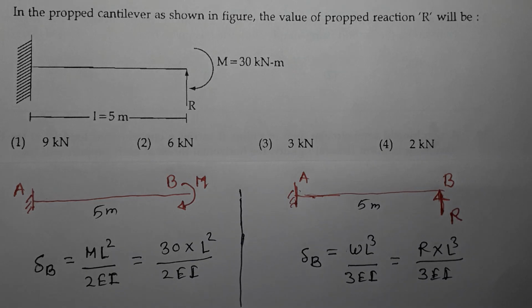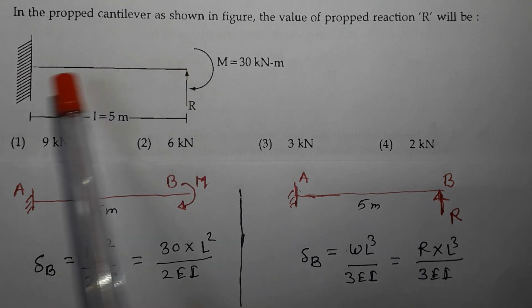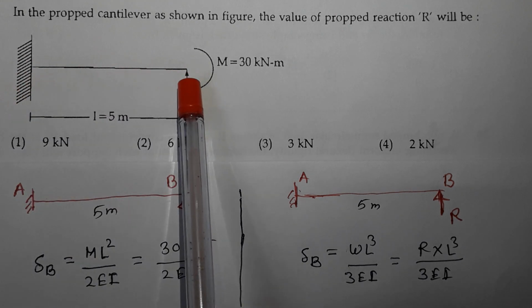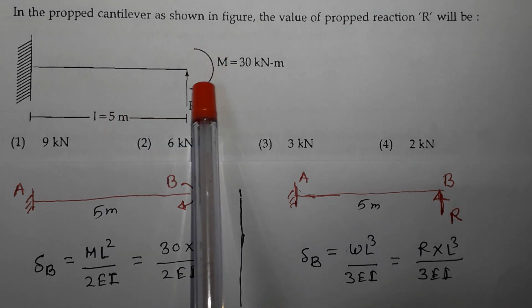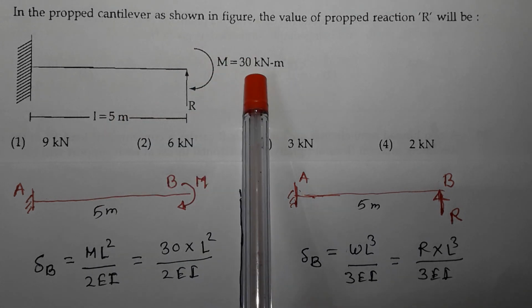Question number 3. In the propped cantilever as shown in figure, the value of propped reaction R will be. So it is that propped cantilever, left end A is fixed, the right end B is propped by means of this reaction R and a moment M equal to 30 kilonewton meter is applied.